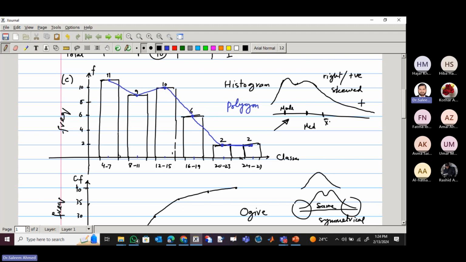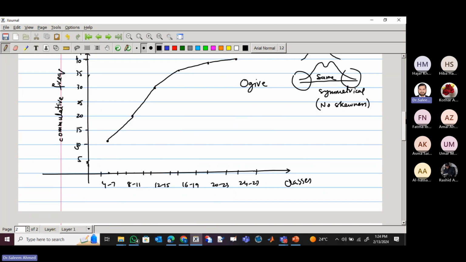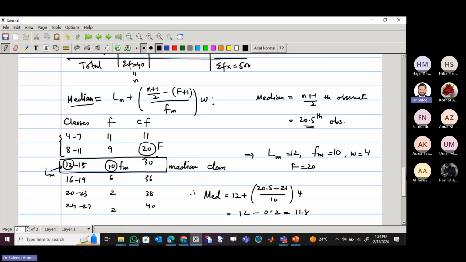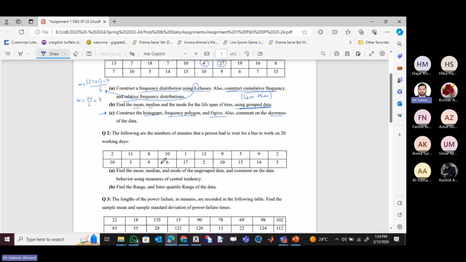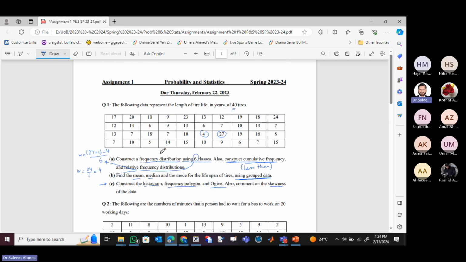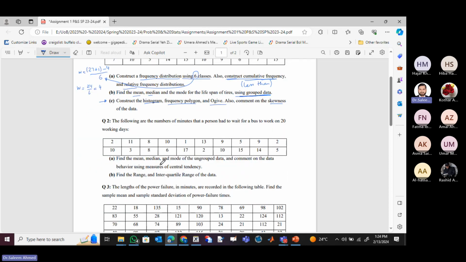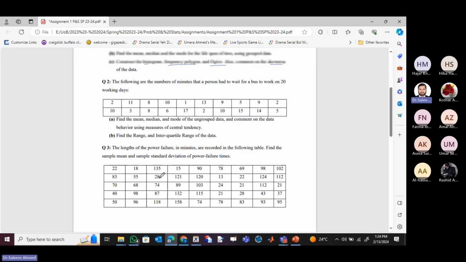So if the mean is the highest, it means we have the tail on the right. This is the same thing we are getting from the calculations as well. The mean was 12.5, which is the highest among all these. So it means we have a right-tailed distribution, or positive skewness there. Okay, so I completed the first question. You keep on working and try to complete other problems as well.